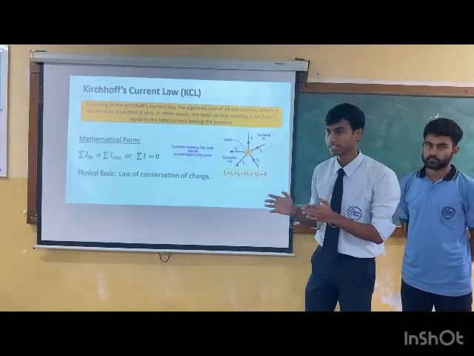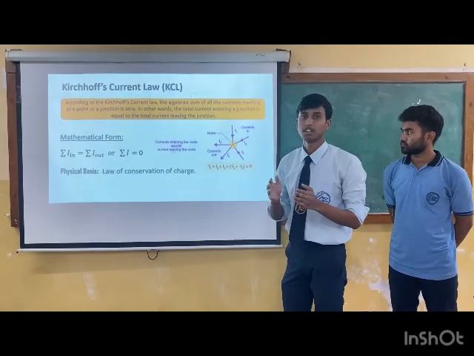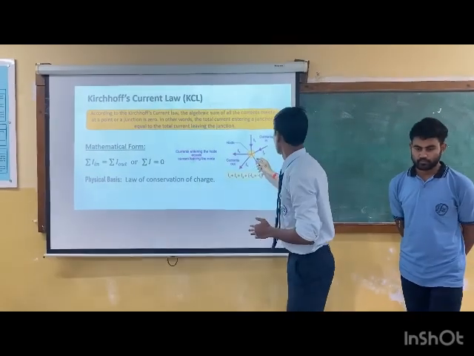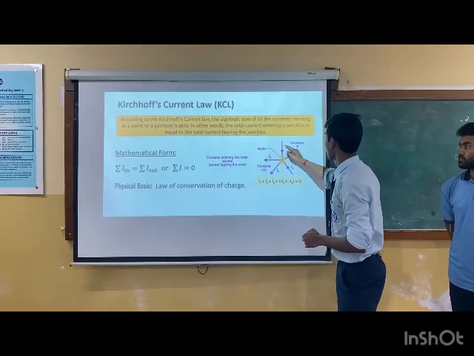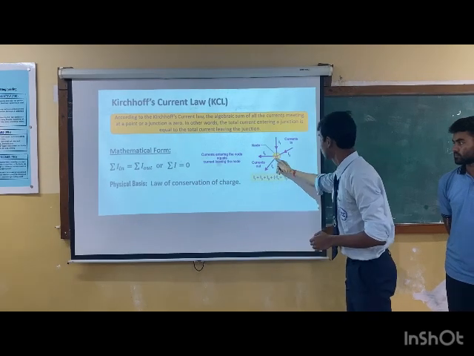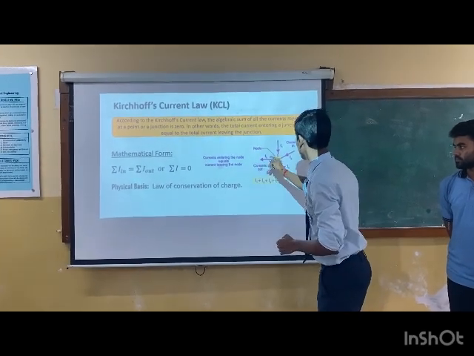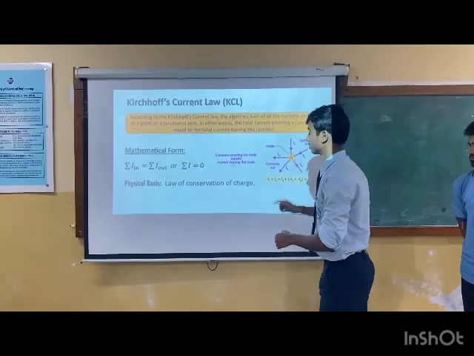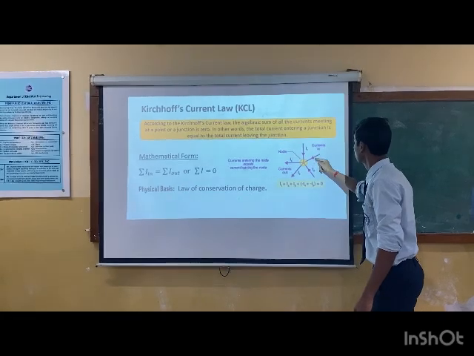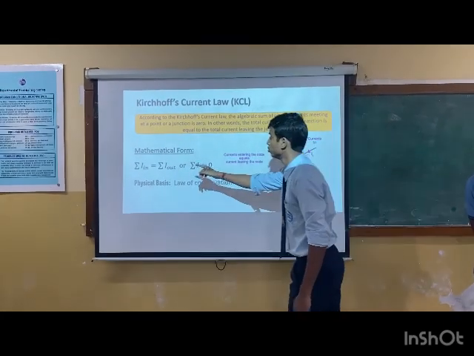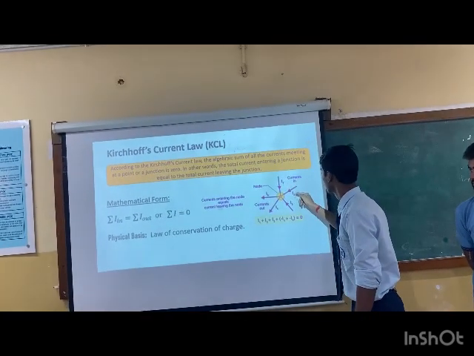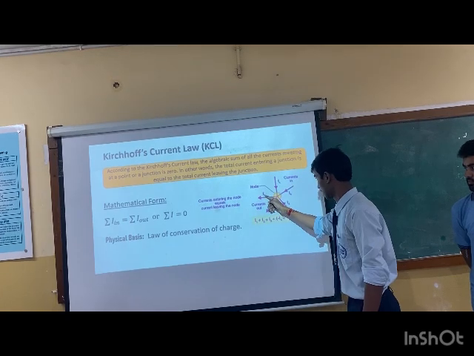What does algebraic sum mean? Algebraic sum means regarding the direction of the currents through the node. Here you can see the node, and I1 current is incoming to the node, I2 incoming, I3 also incoming, and I4 outgoing, and I5 also outgoing. So the summation of incoming currents, I1 plus I2 plus I3, equals the summation of outgoing currents, I4 plus I5.